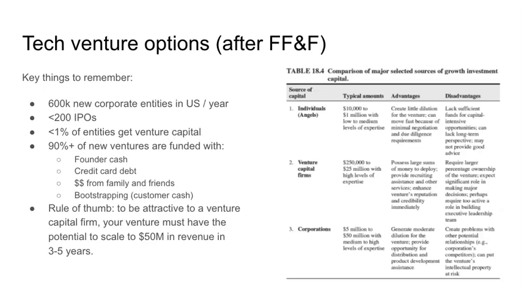Keep in mind that less than 1% of all new entities get institutional venture capital. That's just the reality. If you're going to get venture capital, you basically are saying that you can grow your firm to about $50 million in 3 to 5 years. If your firm doesn't have that potential, then you shouldn't be talking to venture capitalists in the first place.